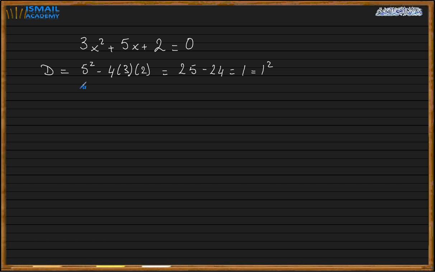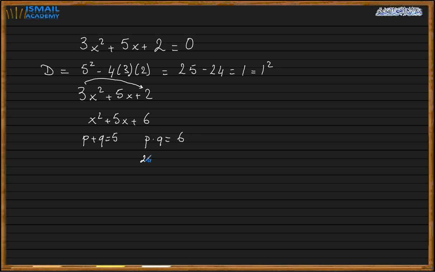So I have 3x squared plus 5x plus 2. What I do, I multiply 3 by 2, so I get x squared plus 5x plus 6. I need two numbers that multiplied together give me 6, and if I add them they will give me 5.